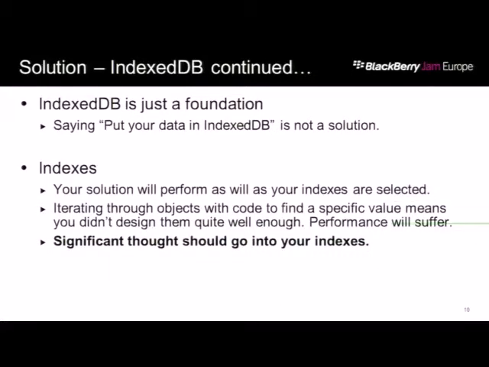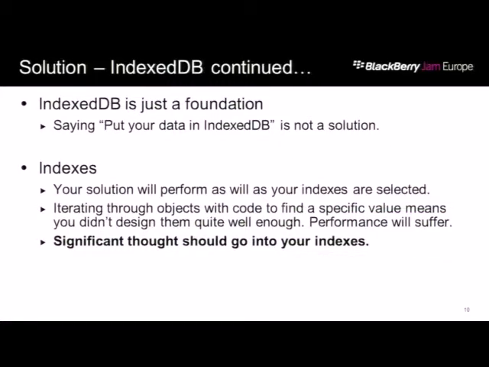The smart thing is, you guys, the developers, have to make decisions that make your app run well. So if you are selecting good indexes, your application is going to run faster. And like I mentioned, iterating through the objects that have come back is not going to lead to good performance. Significant thought should be put into them.